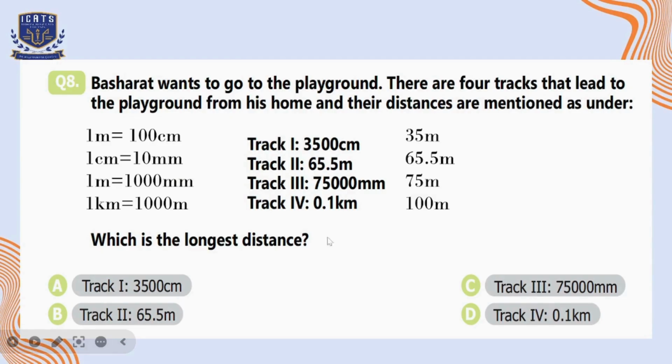So which is the longest distance? It's track 4, 0.1 kilometers, which is 100 meters basically. So option D is the correct option here.